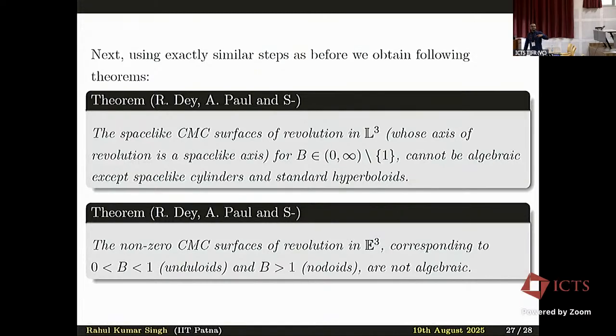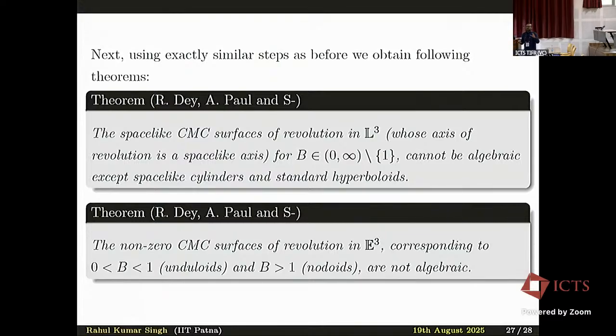And exactly a similar argument one can apply to deal with the case when you have a space-like CMC surface of revolution about a space-like axis. And so, at least in L3, in this class, these are the examples. And now our method works in E3 also.